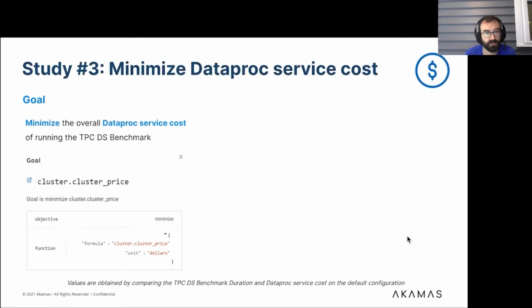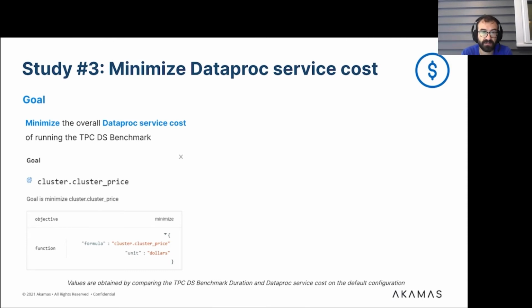We then decide to move to a different goal by focusing on optimizing the cost. As you can see, also in this case, the results are quite significant, as the machine learning-based optimization identified a configuration that reduces both cost and job duration.